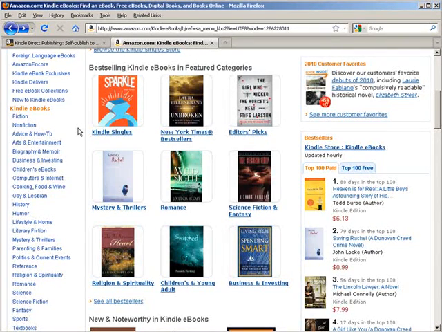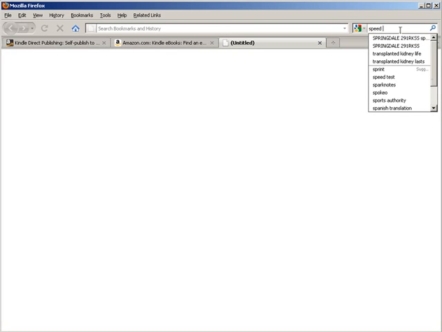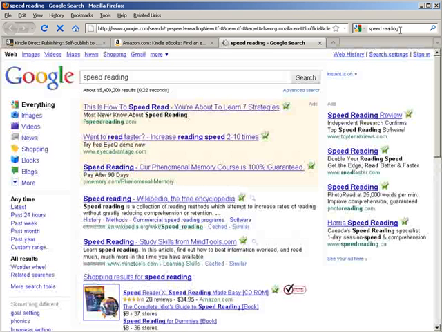Now, for instance, I'm considering writing an ebook on speed reading. So I would do the same type of research before I created a Kindle book that I would before I create an ebook. So let's open this up. Let's go and look in Google, and then let's look at speed reading. Okay, and we have 15,400,000 results in speed reading.